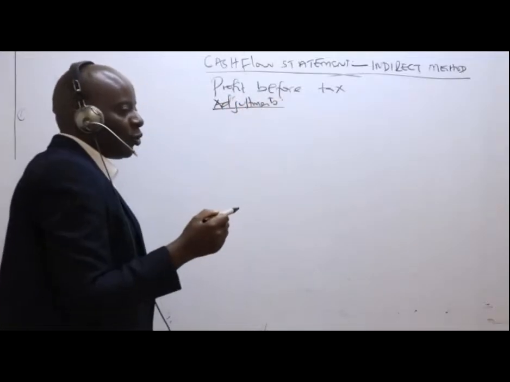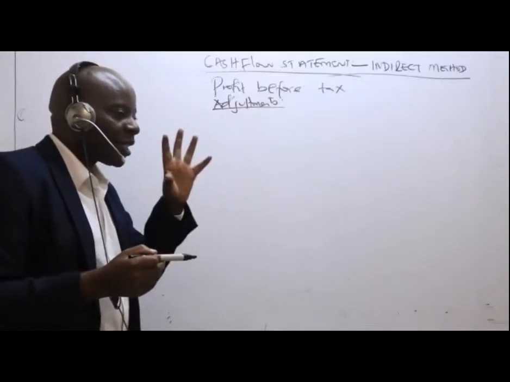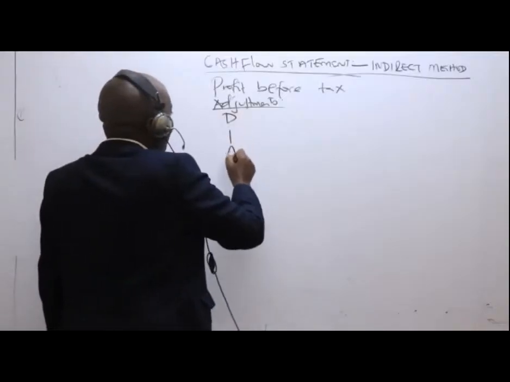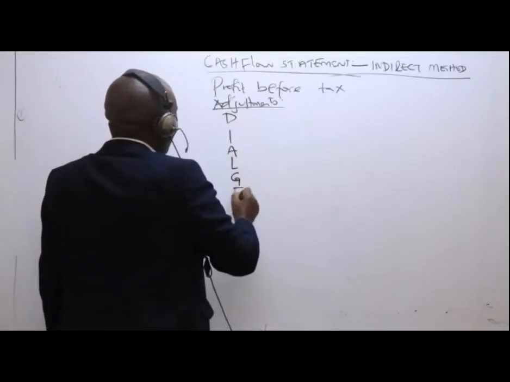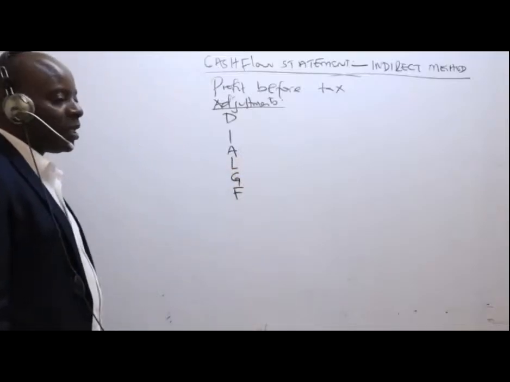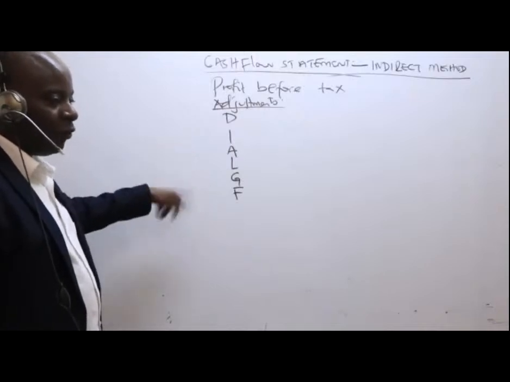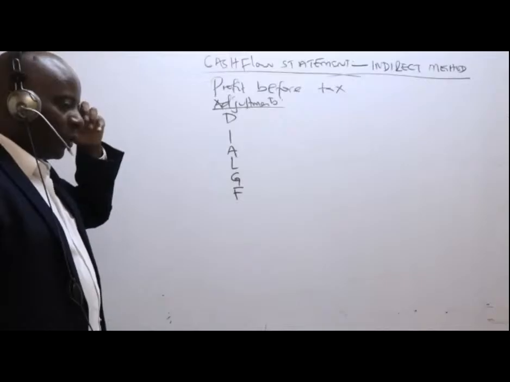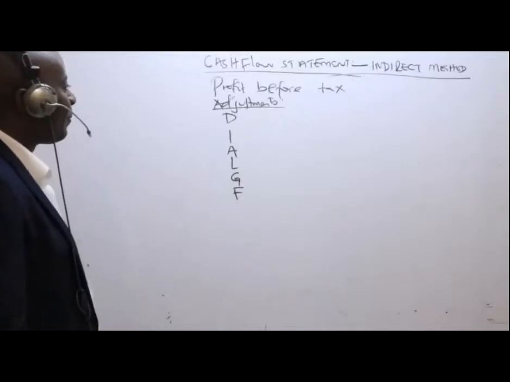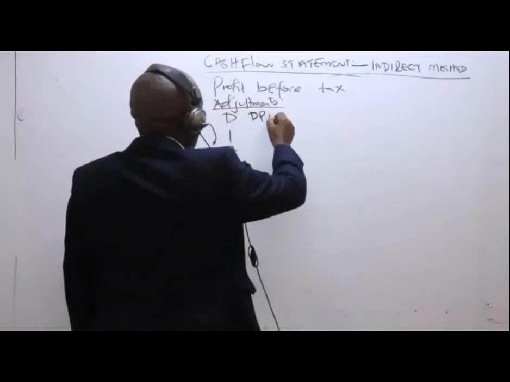And how do we do these adjustments? There is an acronym that you must cram: Dial God's number for food. You dial God's number for who? For food. So the first D here stands for depreciation.